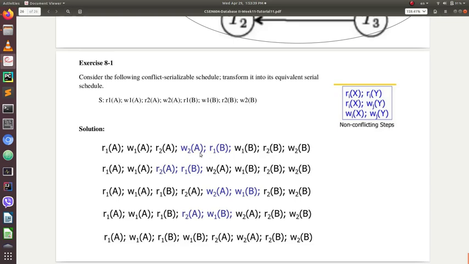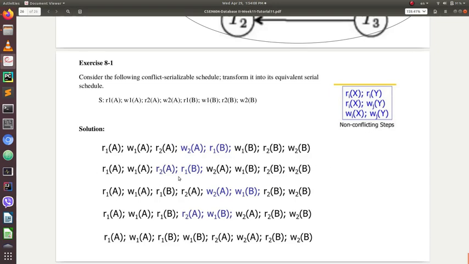And here we have a read operation: transaction 1 reads B and transaction 2 writes A. These are non-conflicting steps. If we swap them, nothing happens. So we will swap these steps. Then we will scan again for non-conflicting steps.